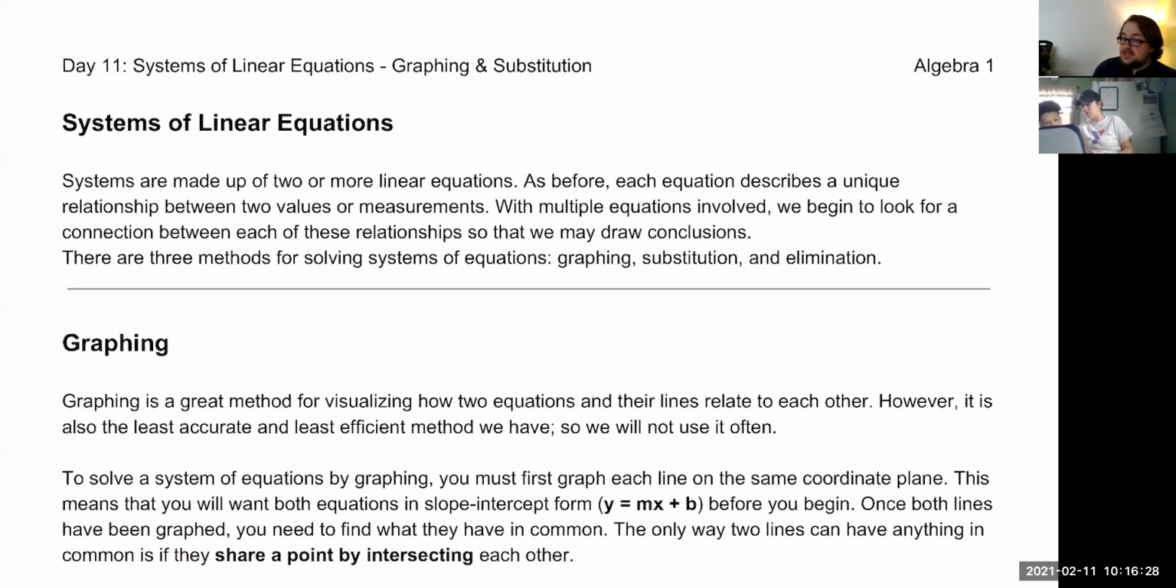So half of what we do today is actually review, because half of what we do today is graphing. The only difference is instead of graphing just one line on the coordinate plane, we're going to go back and graph a second line over top. And our end goal is to figure out, okay, where do these intersect? That is going to be kind of our main focus here today.